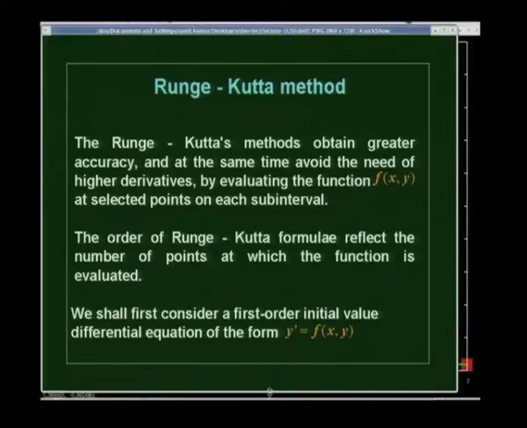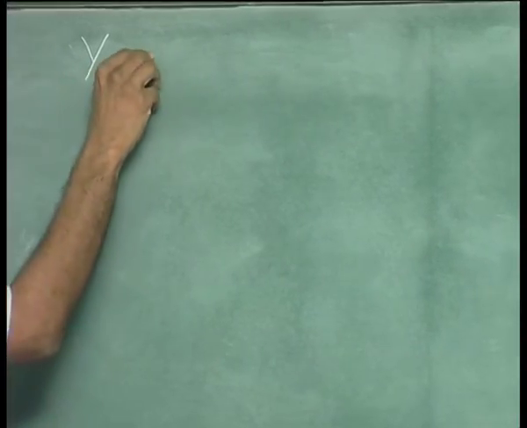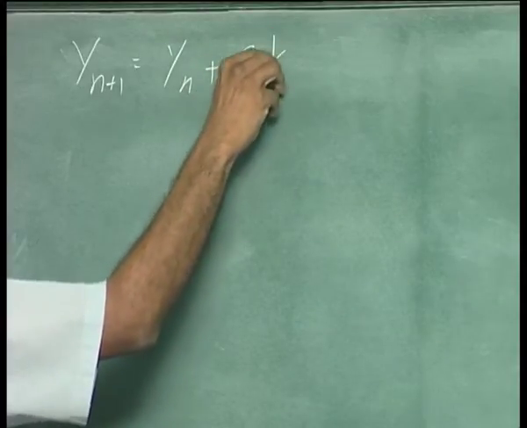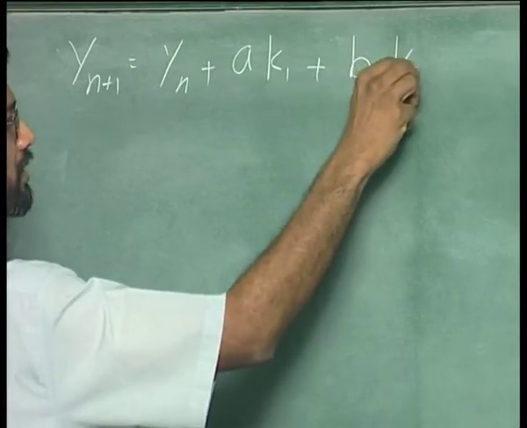So, let us look at a differential equation of this form, as we have been doing, and then write the solution in this form. We will write the solution, that is y n plus 1, as y n plus a k 1 plus b k 2. That is the basic idea of the Runge-Kutta scheme. So, we want to write y at n plus 1, that is y of x n plus h, as y n plus some coefficient times a function k 1 plus another coefficient times a function k 2.